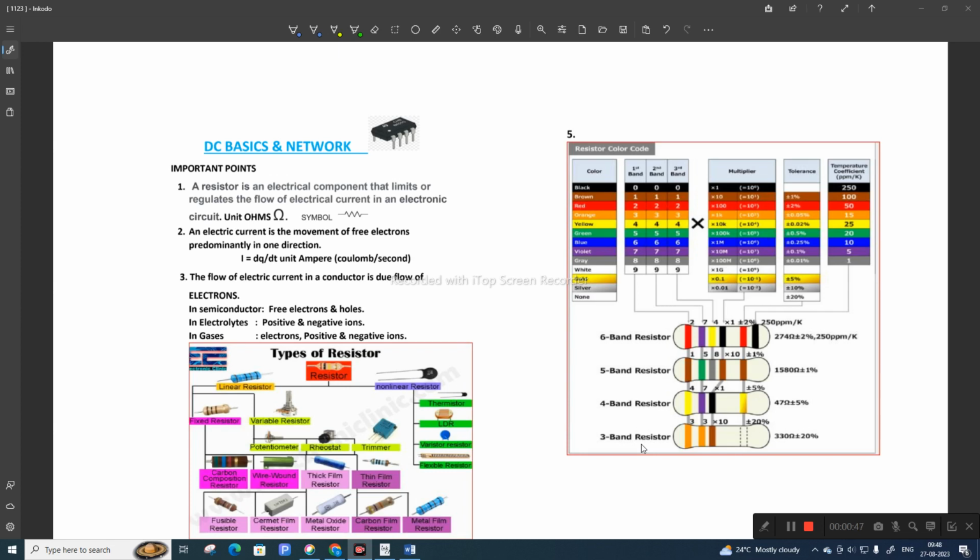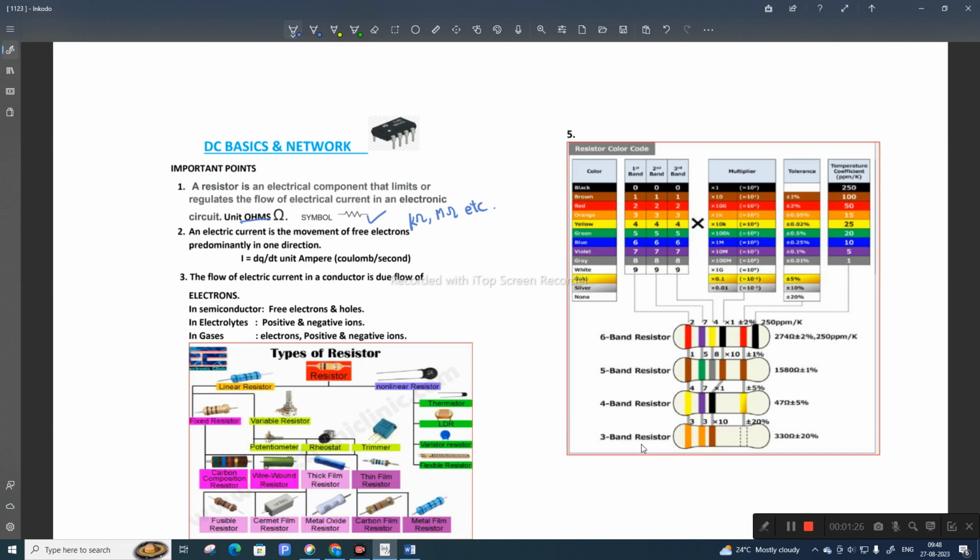Important points. A resistor is an electrical component that limits or regulates the flow of electric current in an electronic circuit. Unit is ohms and the symbol is this. Basically, a resistor is opposition to the flow of electric current. When any current flows, the resistor will oppose. That is, it's a property. And higher units are kilo ohms, mega ohms, etc.